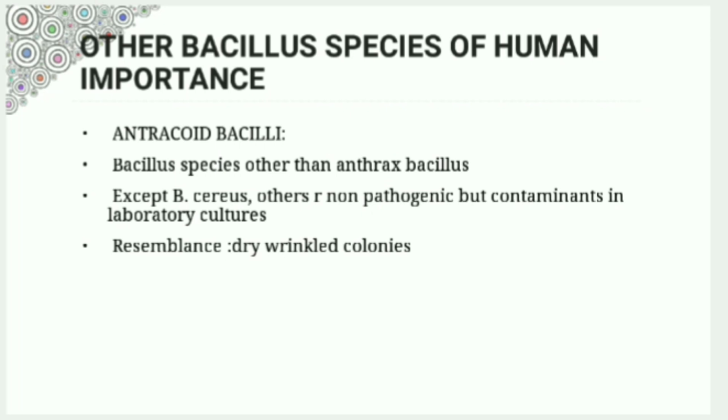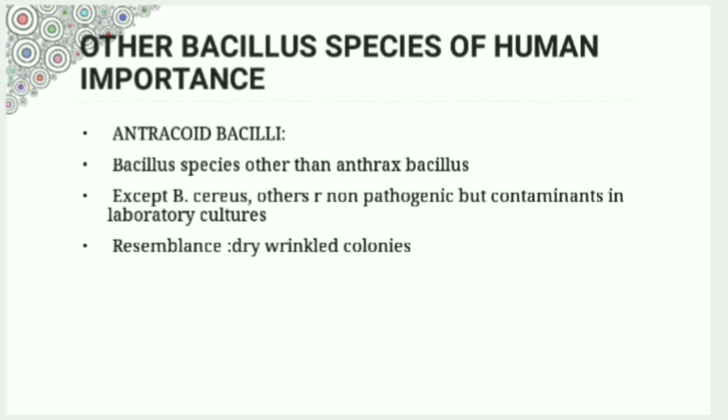Now let's discuss briefly the other bacillus species of human importance. The term we should remember here is Anthracoid bacilli. That is a bacillus species other than Bacillus anthracis. Except Bacillus cereus, other Anthracoid bacilli are non-pathogenic but are contaminants in laboratory cultures. Since the Anthracoid bacilli produce wrinkled colonies, they resemble Bacillus anthracis.